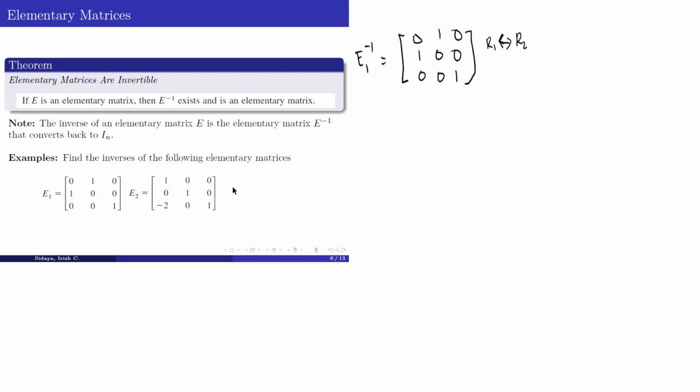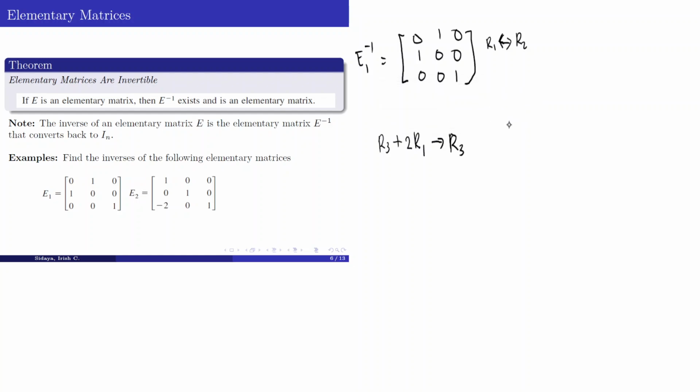We obtain E2 by multiplying row 1 by negative 2 and adding the result to row 3 to get new row 3. So to convert this elementary matrix E2 to I, we need to multiply row 1 by 2 and add the result to row 3 to get new row 3. We multiply, sorry, that should be 2, to get new row 3.